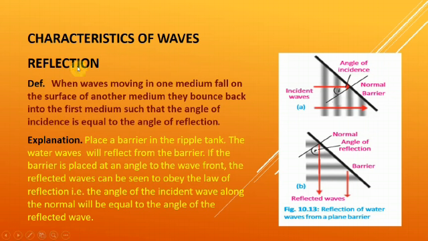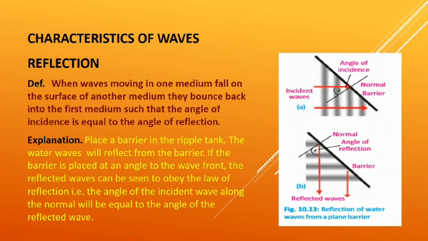Now let's discuss that. Reflection says when waves moving in one medium fall on the surface of another medium, they bounce back into the first medium such that the angle of incidence is equal to the angle of reflection. The phenomenon is the same. The waves are going from one medium, they are falling on the surface of another medium, and they are going to bounce back. And the important thing is the angle of incidence and angle of reflection will be equal. Now we have to prove this with the help of water waves. These are generated in the ripple tank.